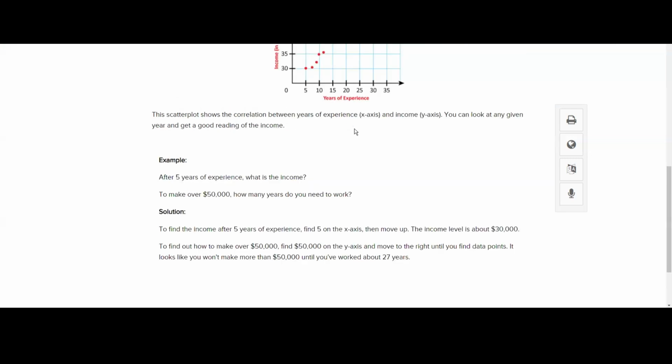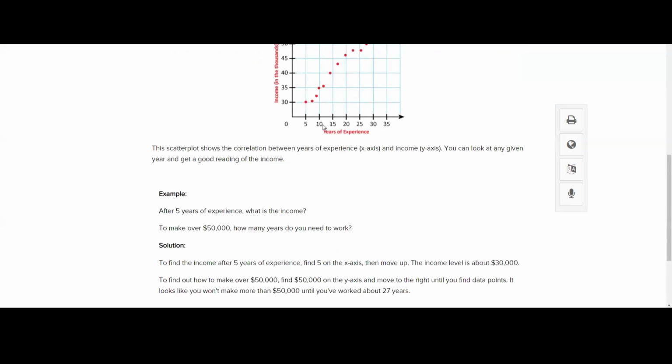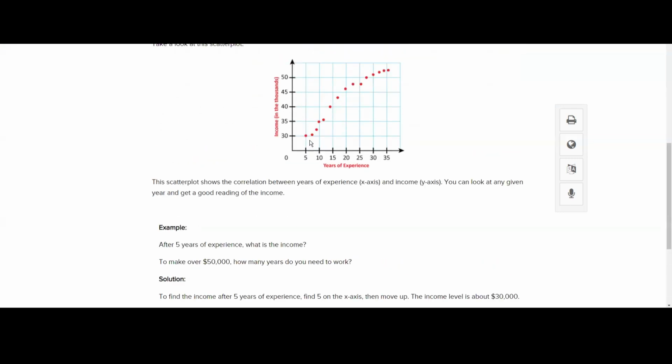To find the income after 5 years, find 5 on the x-axis and move up. Then the income level is about 30,000 on the graph, okay? Is that clear?